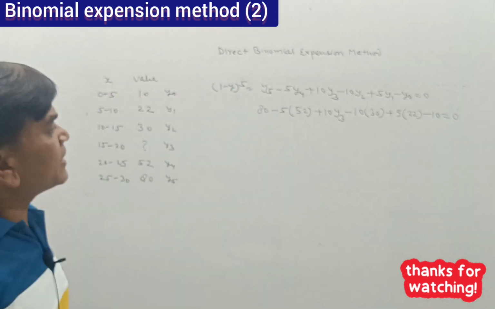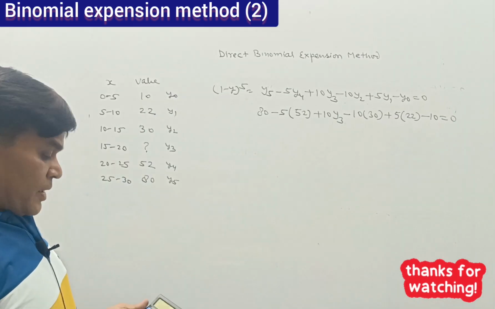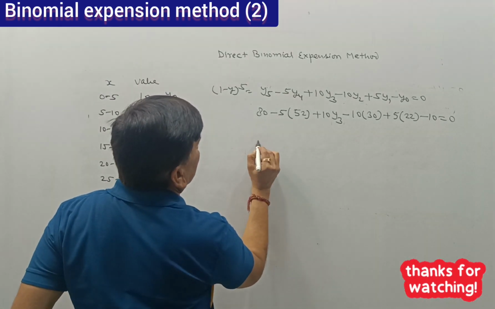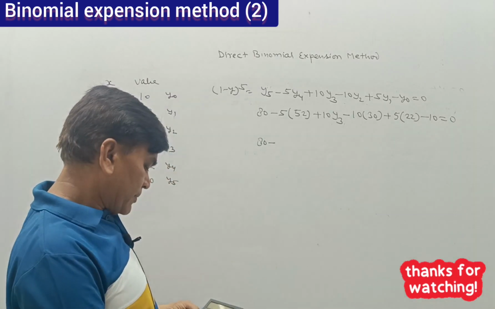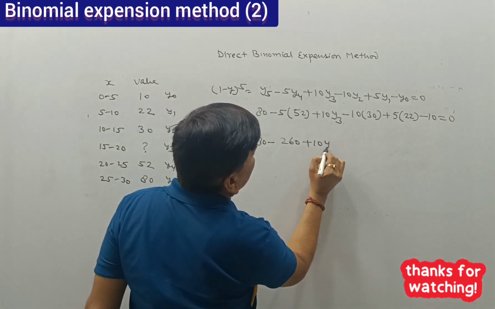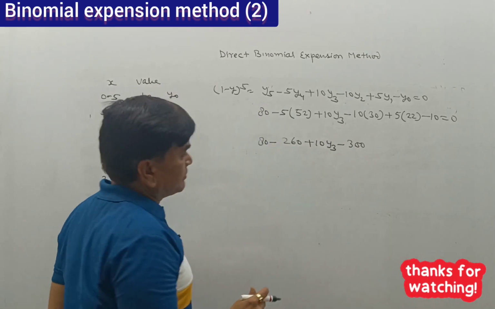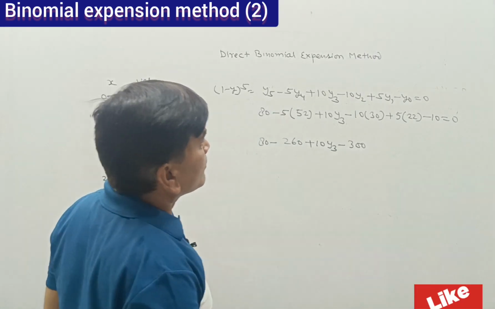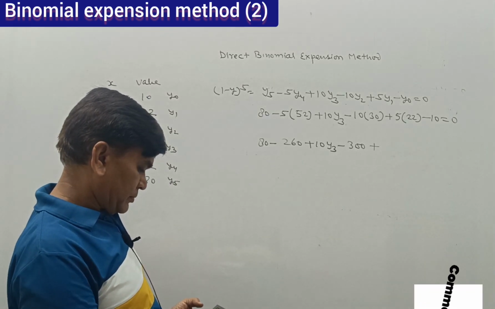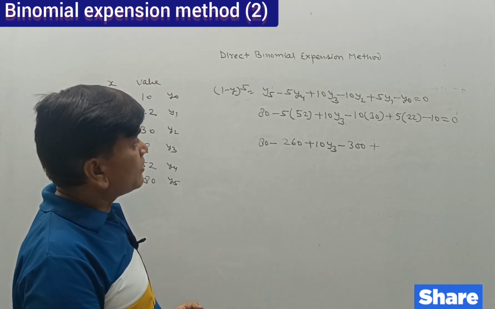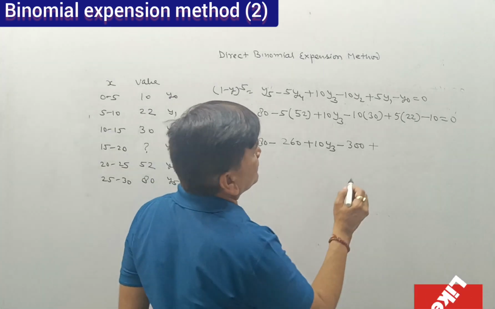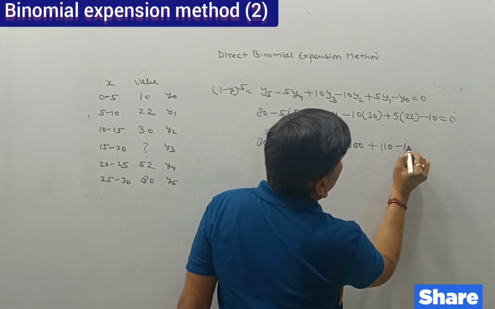Very easily we can calculate the missing frequency. First, the value is 80, a plus value. 5 multiplied by 52 is 260, a minus value. Then plus 10y3, minus 300, which is 10 multiplied by 30. 5 multiplied by 22 is 110, a plus value, minus 10, is equal to 0.